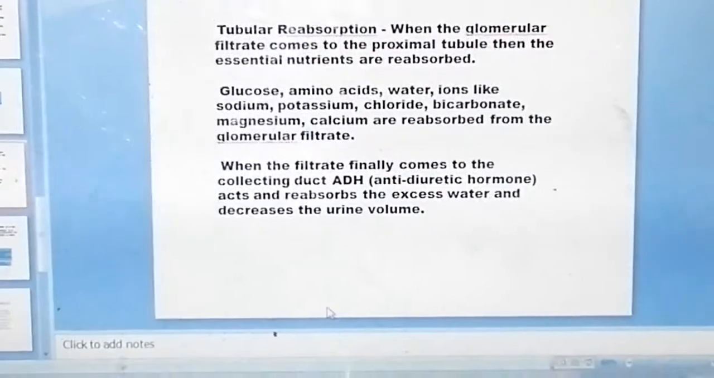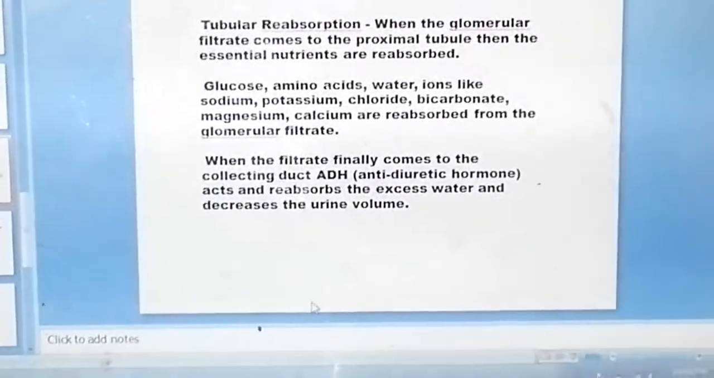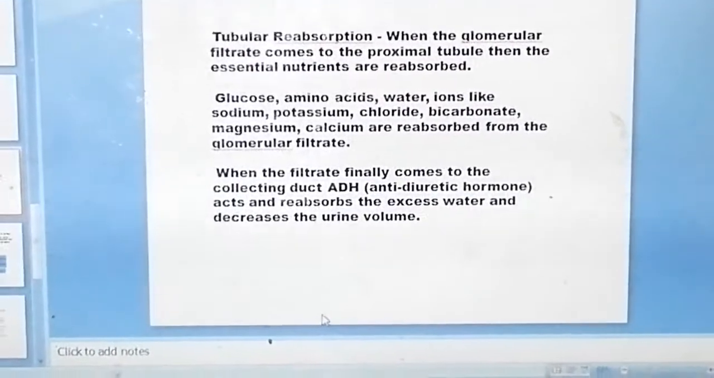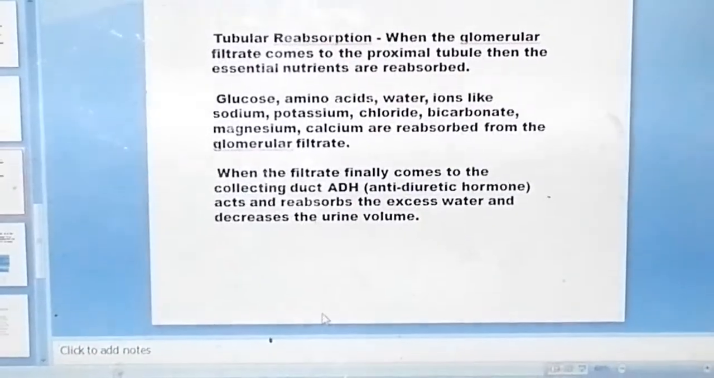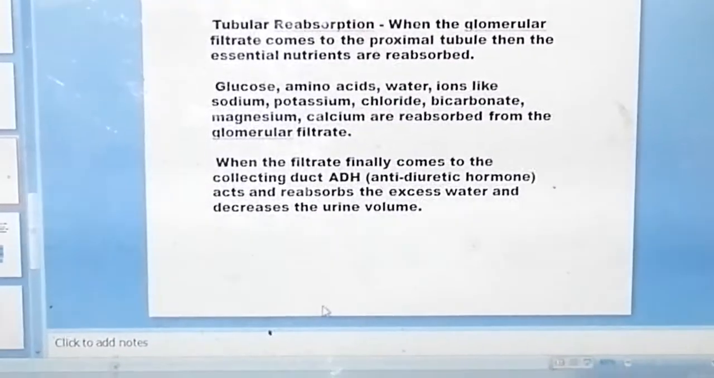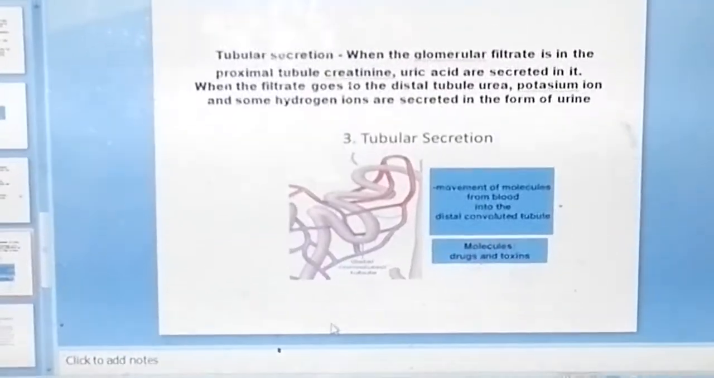When the filtrate finally comes to the collecting duct, ADH, that is antidiuretic hormone, acts and reabsorbs the excess water and decreases the urine volume. Means the urine becomes concentrated.